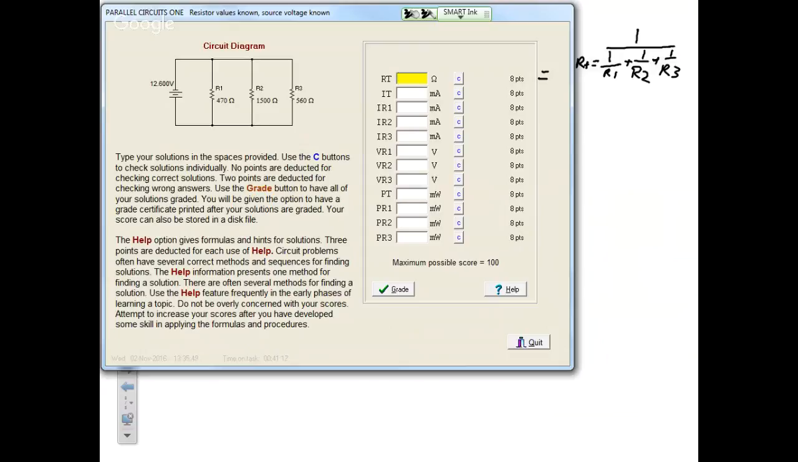And so if we do those calculations, let's see what we come up with. We've got 470 ohms. So if we want to solve for that, we would have 1 over 470, plus 1 over 1500, plus 1 over 560. So let's find out what that is. Let's add them up.